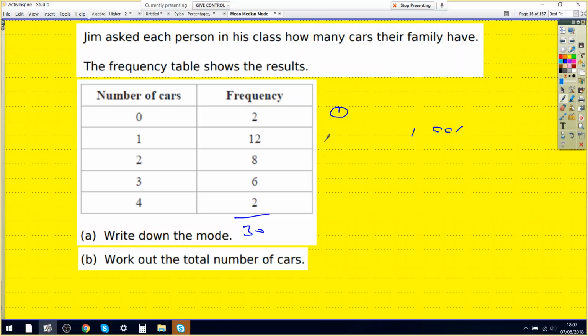That'd be 12, 8 twos is 16. So if 12 people own 1 car, how many cars is that? 12. 8 people own 2 cars each. 16. That's it. And so you're multiplying them across. So what would the next one be? 18. And then 8. And so total cars.